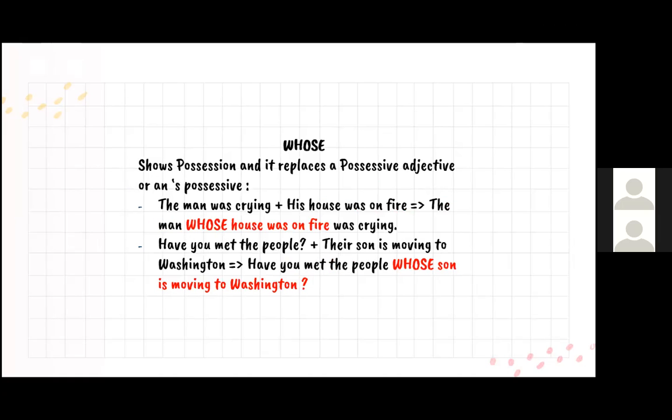Third, whose shows possession and it replaces a possessive adjective. For example, the man was crying plus his house was on fire. Become: the man whose house was on fire was crying. The second, have you met the people plus their son is moving to Washington. Become: have you met the people whose son is moving to Washington?